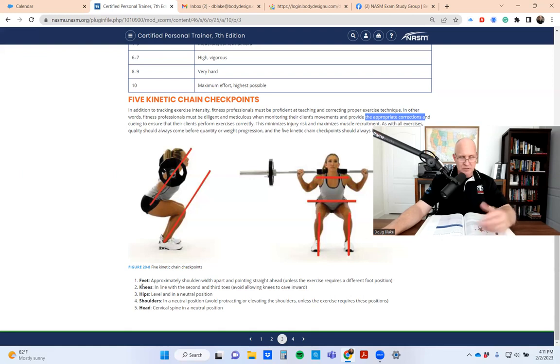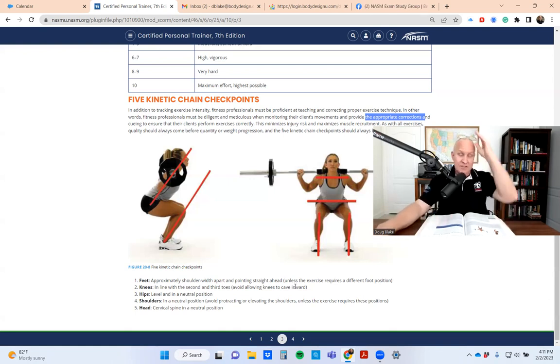The knees, remember, cueing for exercises is always going to start with understanding the 5 kinetic chain checkpoints. The knees should be in line with the second, third toes. I have no idea how you figure that out, but whatever, okay? Avoid allowing knees to cave inward. Depending on the foot position, the knees might move in. Maybe I don't know, maybe they'll move out.